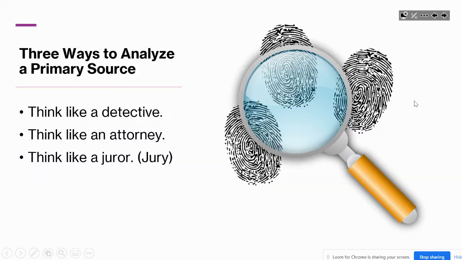All right. So there's 3 ways to analyze a primary source. First, you want to think like a detective. Then you want to think like an attorney. And then you want to think like a juror or somebody that's on a jury, okay? And we're going to go through all those 3 ways to understand how to do that, okay?